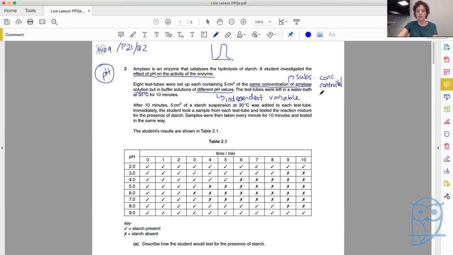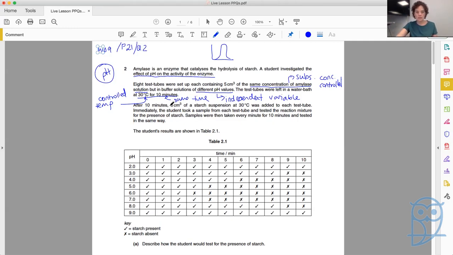Okay, test tubes were left in a water bath at 30 degrees C for 10 minutes. So we have controlled temperature, and we have the same time. So this means that we can actually see the effect of the pH, because everything else is constant.